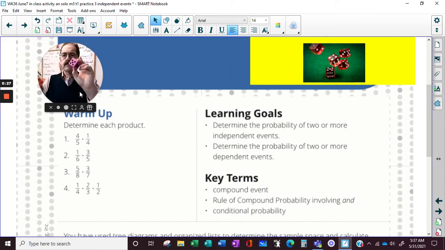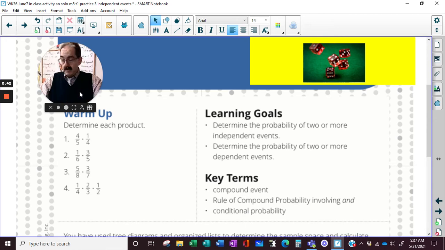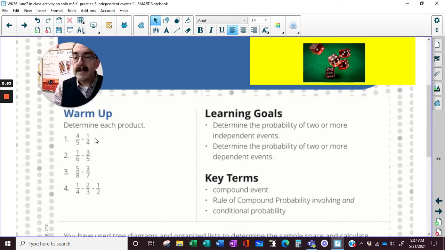2 dice, right? The probability of getting a 3 is 1 over 6. Probability of getting a 5, 1 over 6. Then when we put them together, we roll them both at the same time. The probability of getting the 3 and the 5 was 1 out of 36. So real quick, let's do these practice problems.